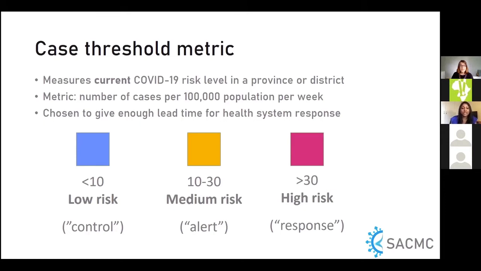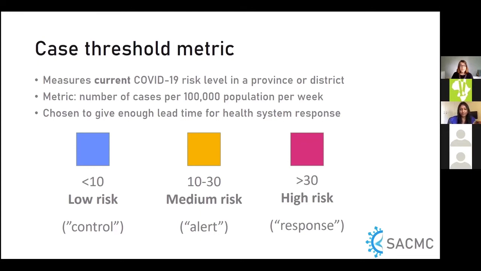And the low risk criteria is where we have less than 10 cases per week per 100,000 population, medium risk between 10 and 30 per week. And when we say per week, just to clarify, we don't mean Sunday to Saturday, we mean in the last 7 days. And then the high risk corresponds to more than 30 cases in the last 7 days per 100,000 population in an area.